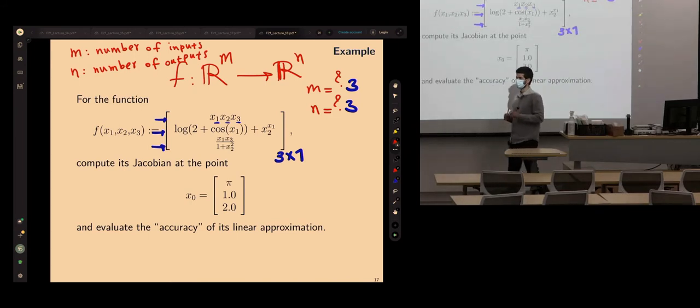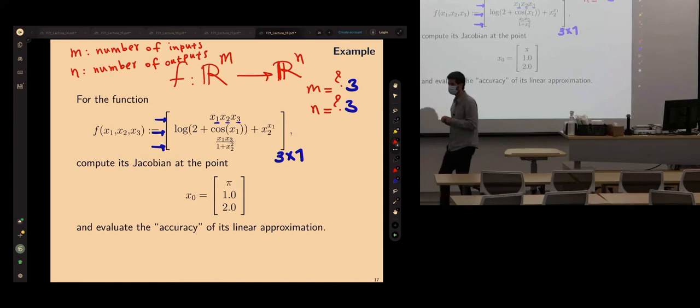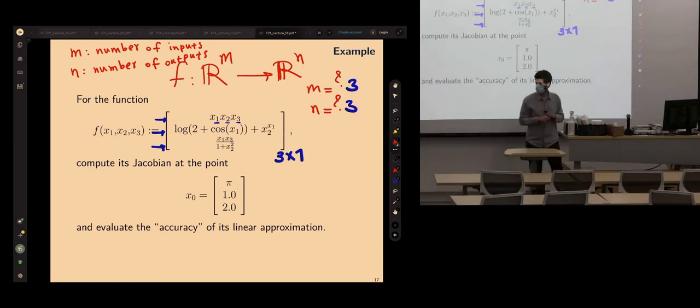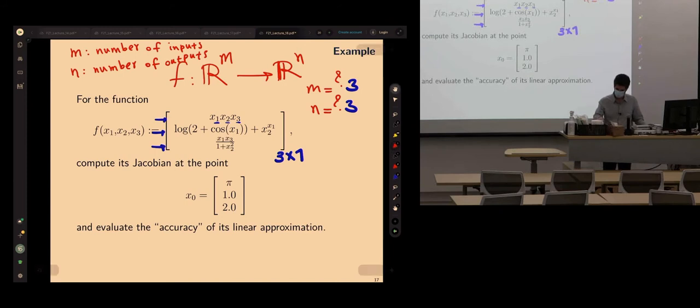Yes? Can you please repeat? The question is whether the number of outputs will be the number of rows. Yes, that's the simple way to think about it. But for the number of inputs, you need to see how many independent variables you take.